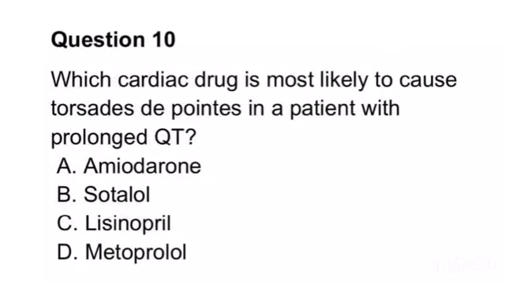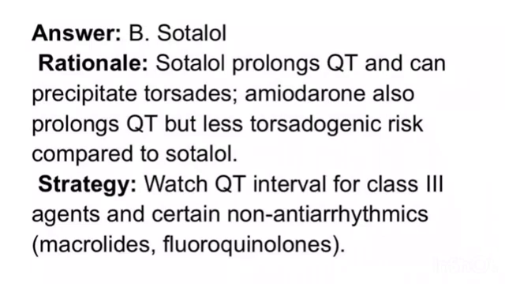Question 10. Which cardiac drug is most likely to cause torsades de pointes in a patient with prolonged QT? A. Amiodarone. B. Sotalol. C. Lisinopril. D. Metoprolol. Answer: B. Sotalol. Rationale: sotalol prolongs QT and can precipitate torsades.